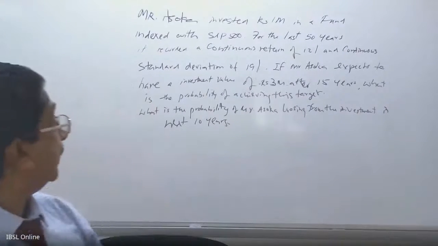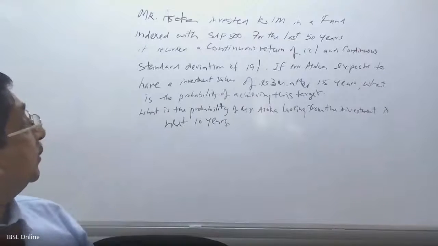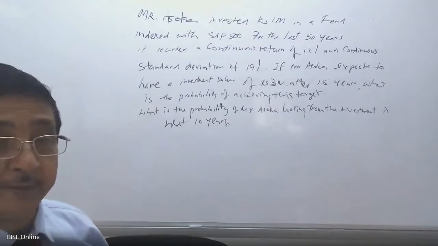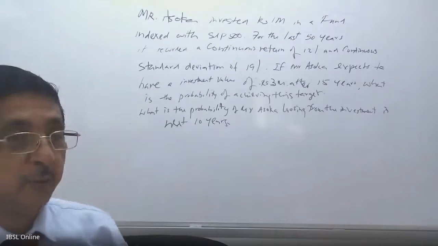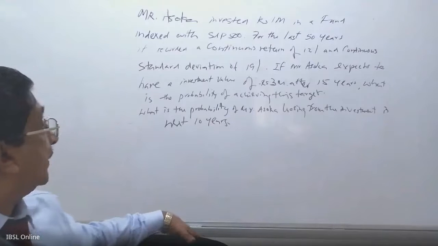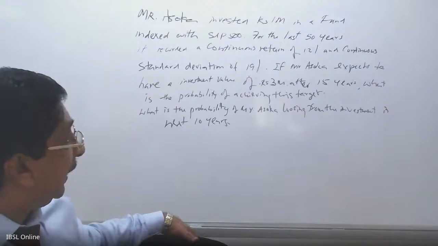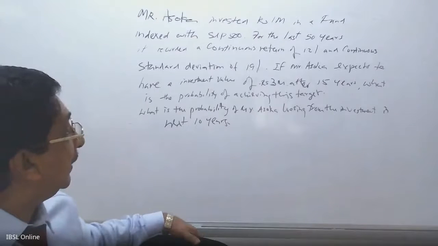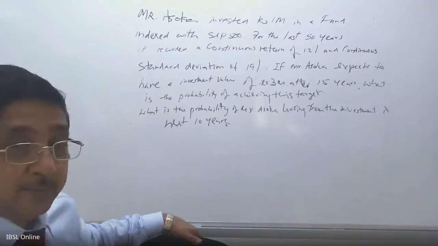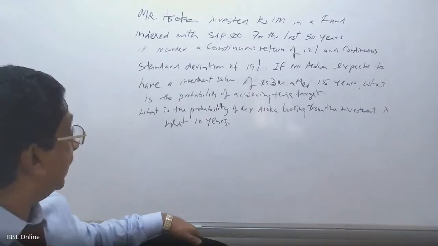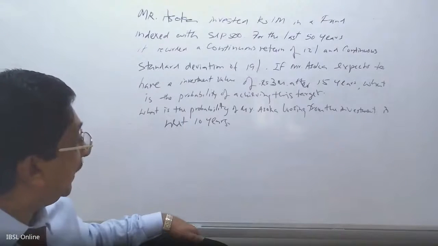Now you can just look at it. I will read it for you. Mr. Asoka invested rupees 1 million in a fund indexed with S&P 500. For the last 50 years, it recorded a continuous return of 12% and continuous standard deviation of 19%. If Mr. Asoka expects to have an investment value of rupees 3 million after 15 years, what is the probability of achieving this target?